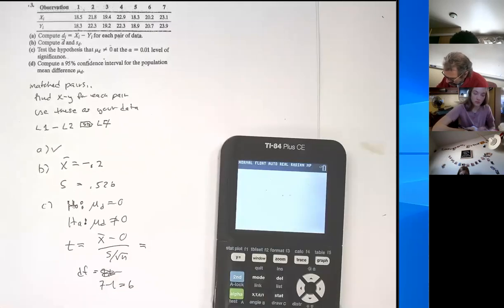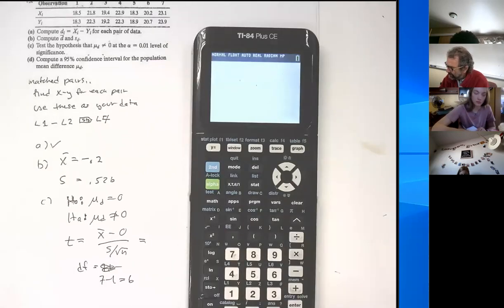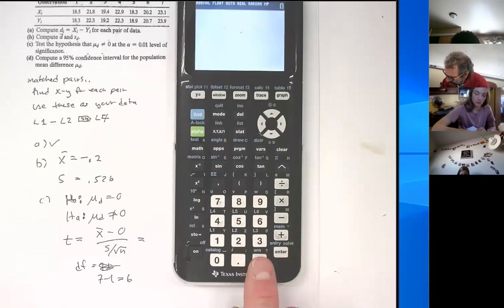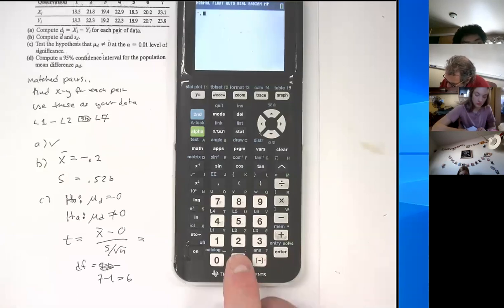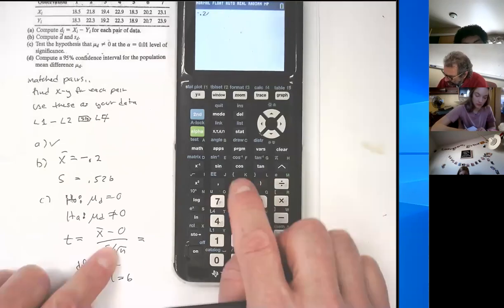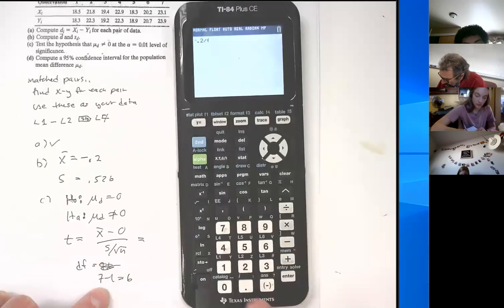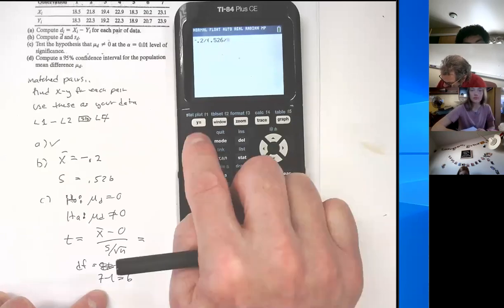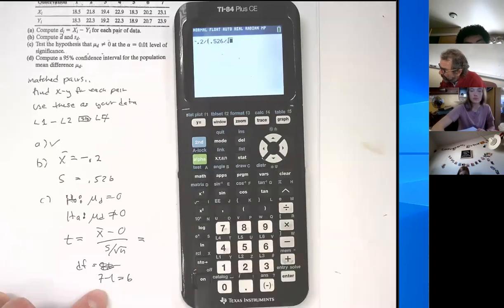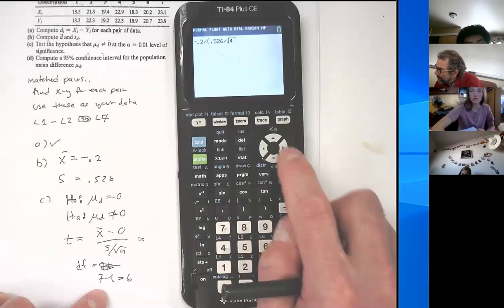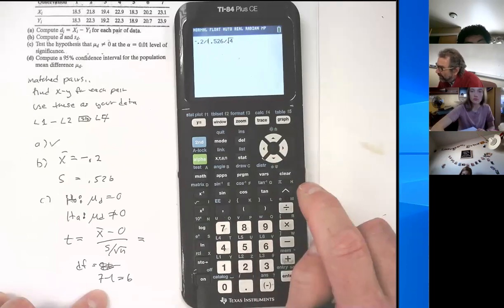So x bar was negative. You know, on your calculator, if you want to do negative, you have to push this little button down here, this little baby minus sign. Otherwise, you're subtracting and it gets mad. Okay, so negative 0.2 divided by, and then I'm going to need parentheses because I'm dividing in the denominator. So s was 0.526. We're going to divide that by the square root. n was 7. There it is.